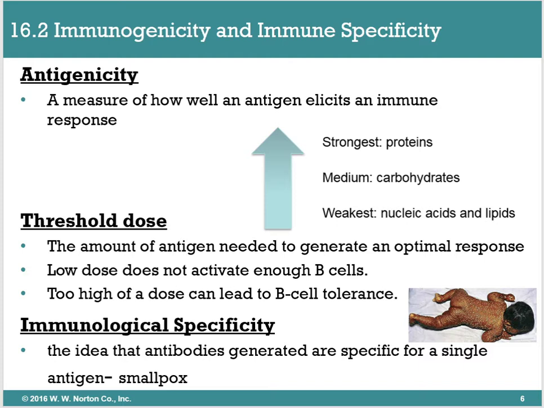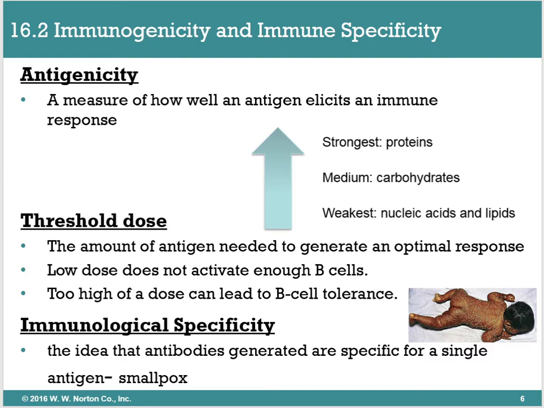And then the second one is threshold dose. So we've seen this before with antibiotic drugs. It's the same idea where you want to have the perfect amount of antigen presentation in order to generate the optimal response. You don't want too much antigen, because if too much antigen is causing a response, then our B cells can become tolerant.